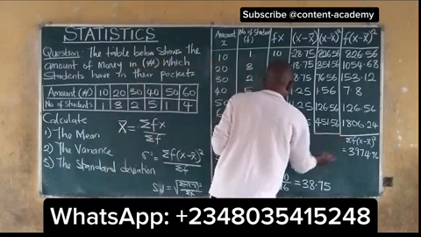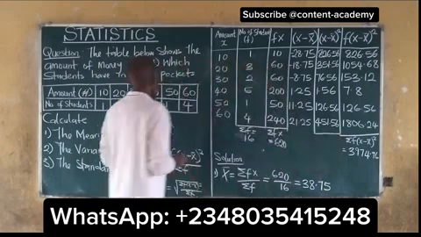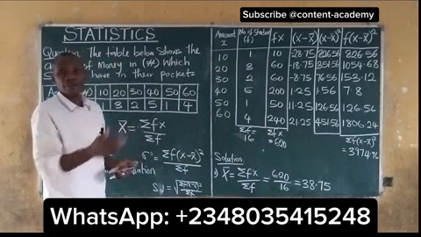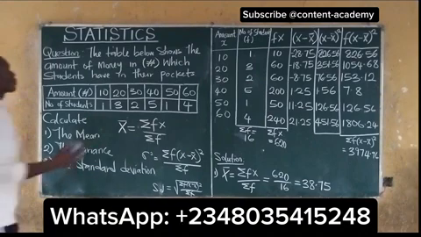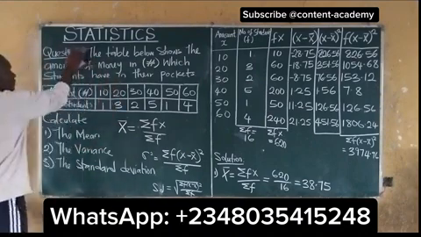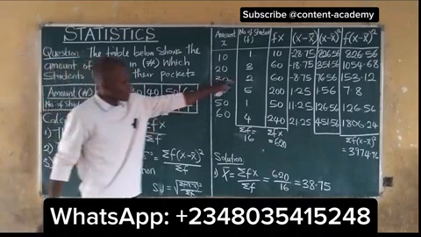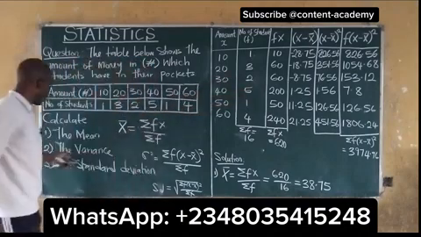Now, what do we need? We need this. We also need this. So the next thing to calculate is our variance. We have to clean this side of the board. That means the second part.